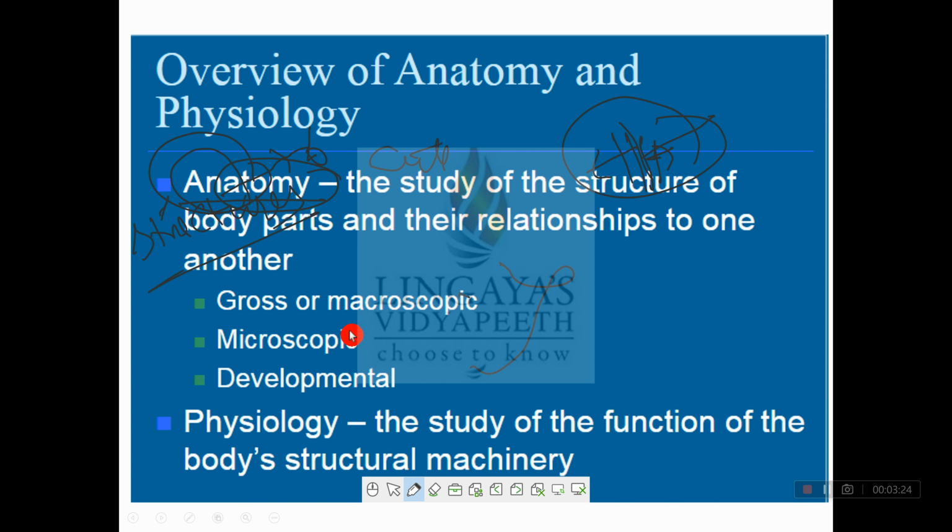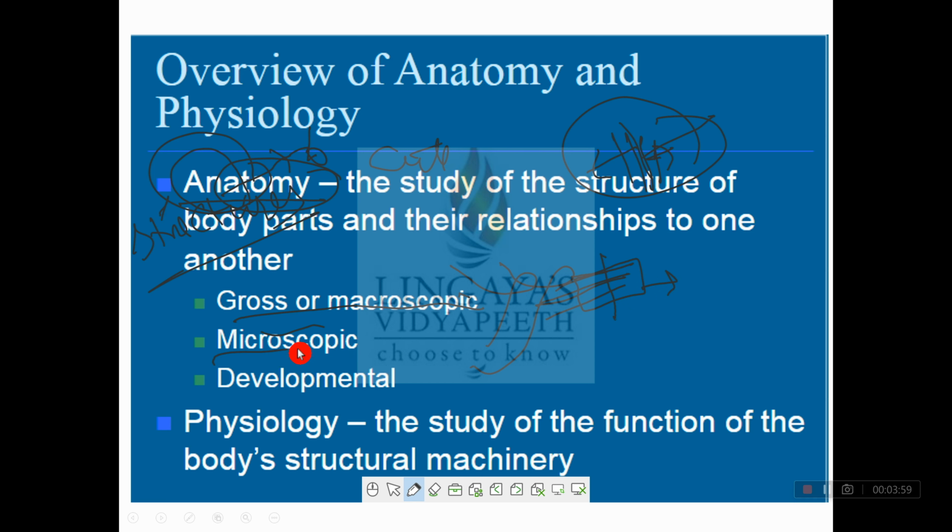First one is the gross or macroscopic study. Like I said, if you make an incision into the skin, you will be able to see the internal organs or internal structures underlying the skin. This kind of anatomy is called gross or macroscopic anatomy, which you can observe with the naked eye and give some analysis, right?